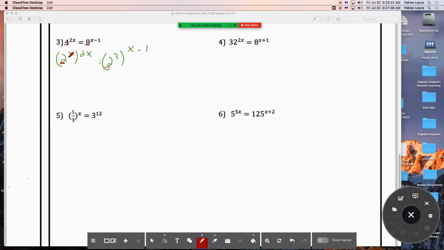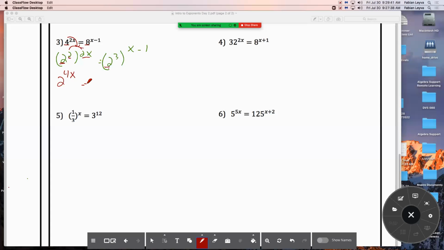You have something raised to an exponent, raised to an exponent. How do I simplify the exponents? Do I add? Do I subtract them? Do I divide? Do I multiply? And the answer is that you multiply. Your base stays exactly the same. Make sure to multiply your exponents. 2 times 2x is 4x.